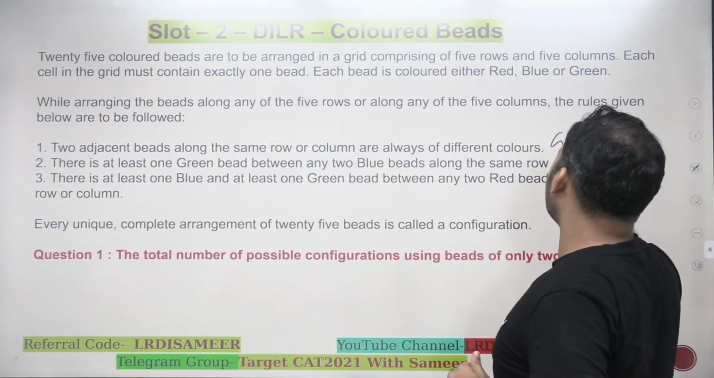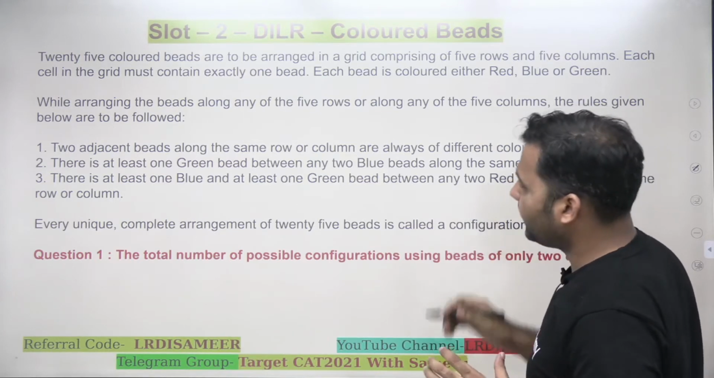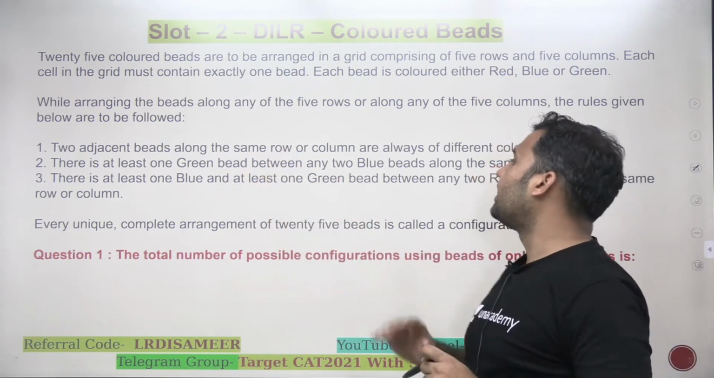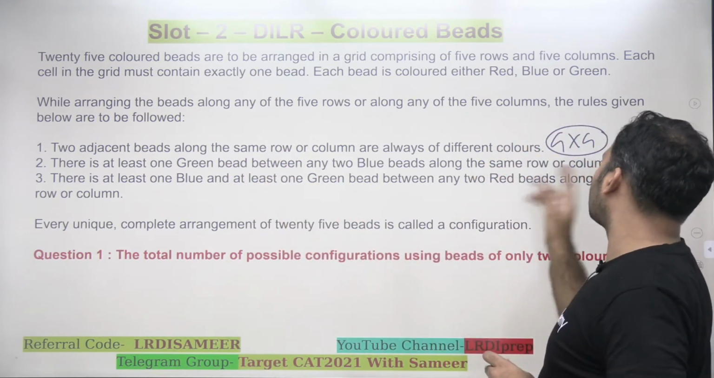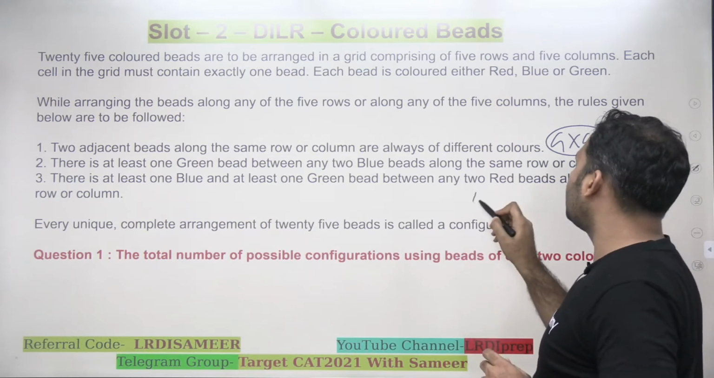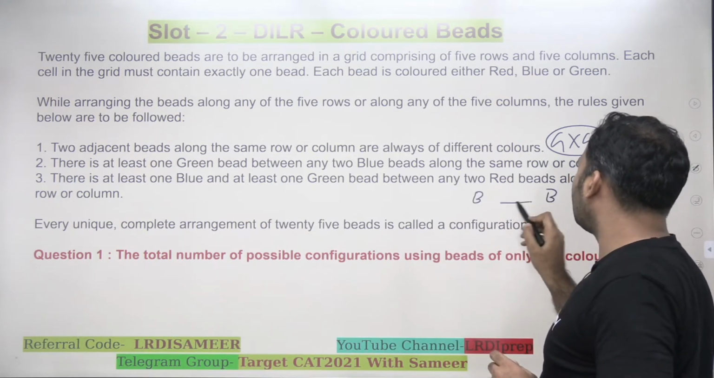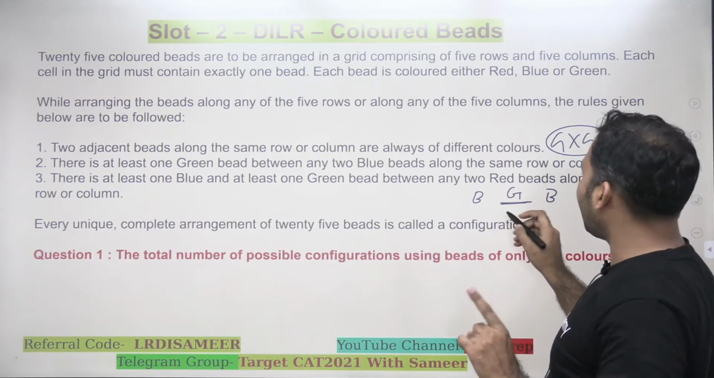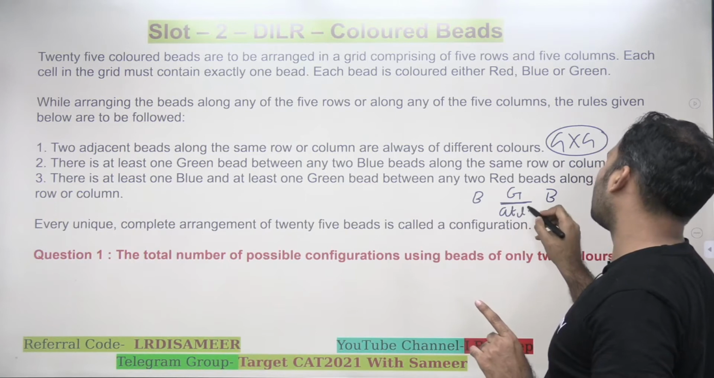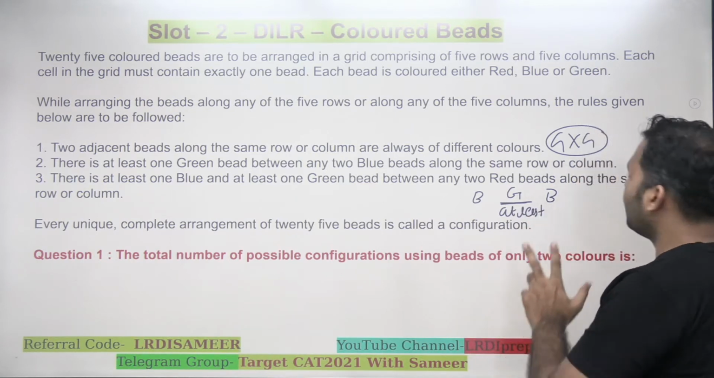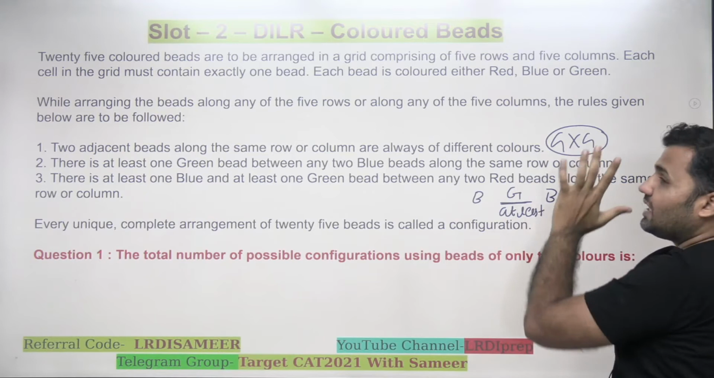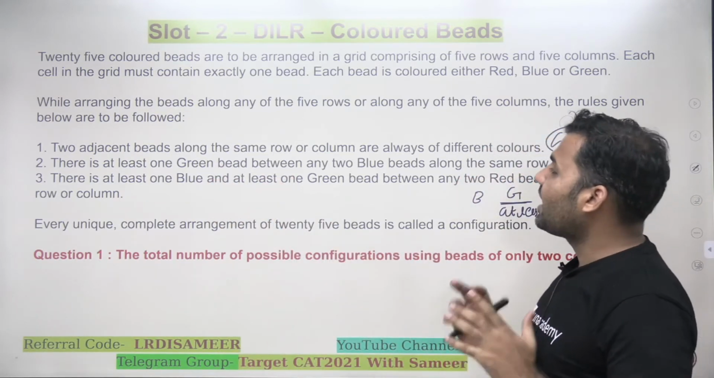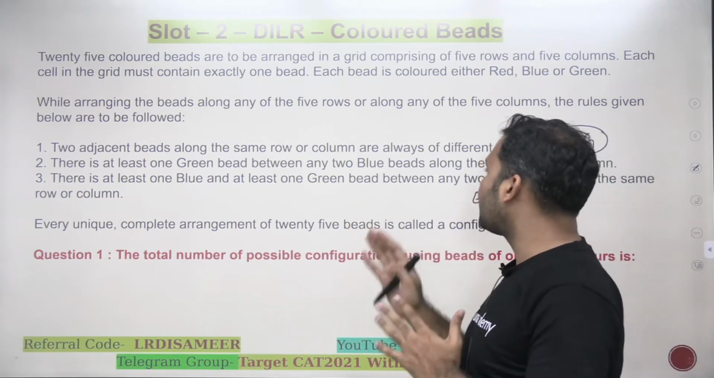So green cannot come with green in an adjacent cell, right? There is at least one green bead between any two blue beads along the same row or column. So between any two blue beads, you need to place at least one green bead. You can place two also, but then those two cannot be in adjacent cells because green cannot come with green in adjacent cells.